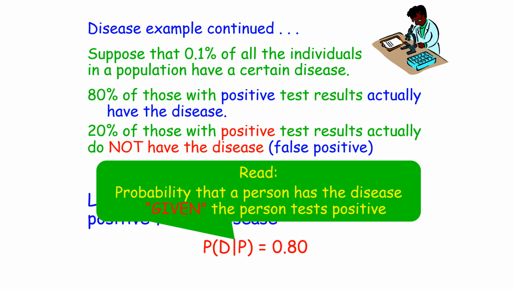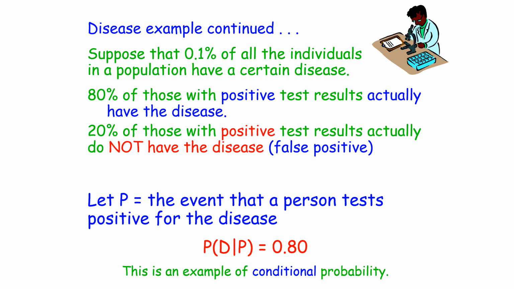So here we have the probability that a given person has the disease given the person tests positive. That's what that line means. So the probability that a person has a disease given that the person tests positive, and that's going to equal 0.80. This is an example of conditional probability.